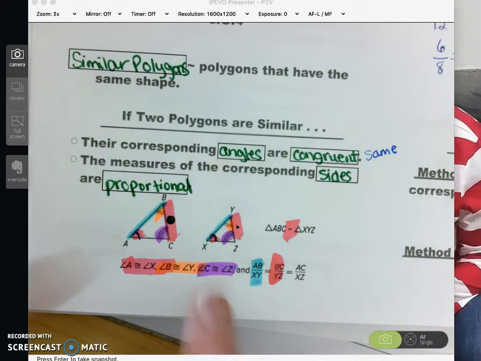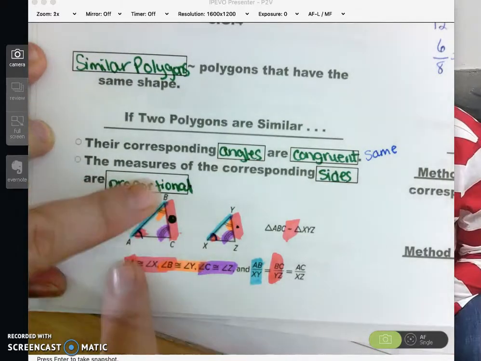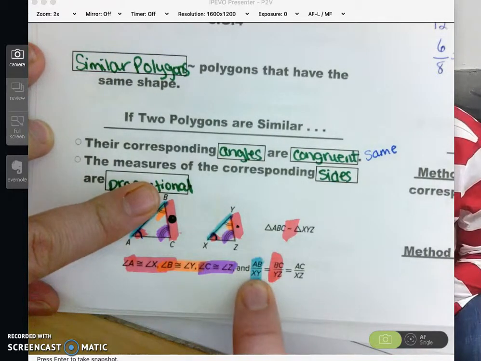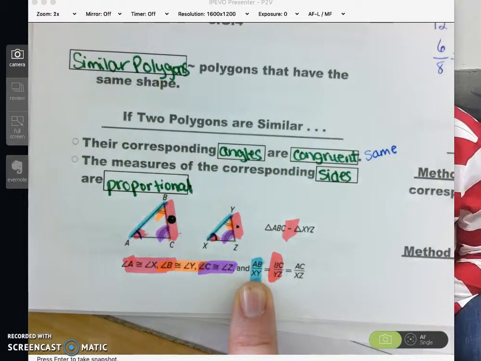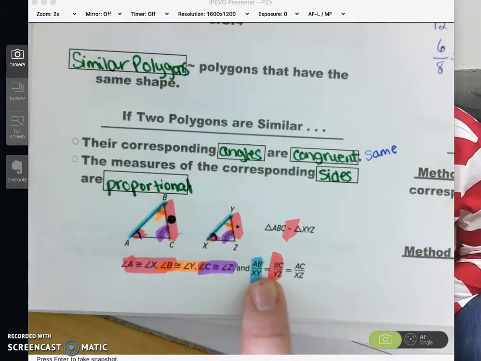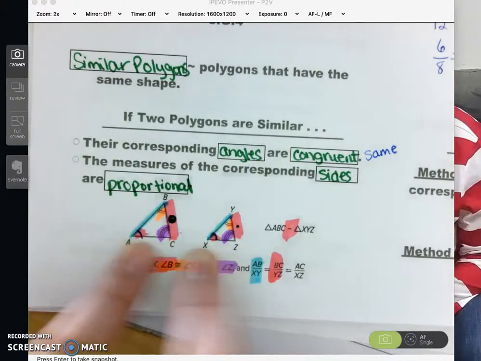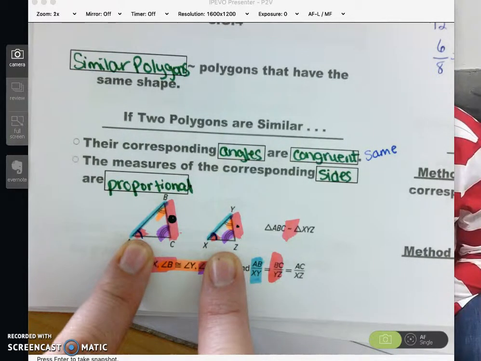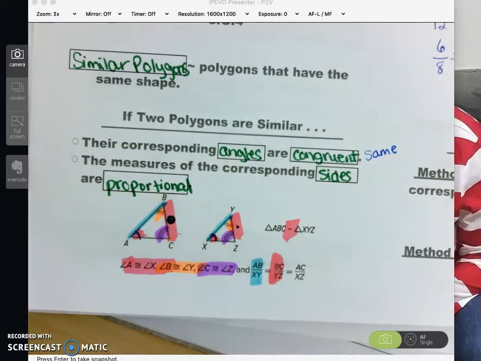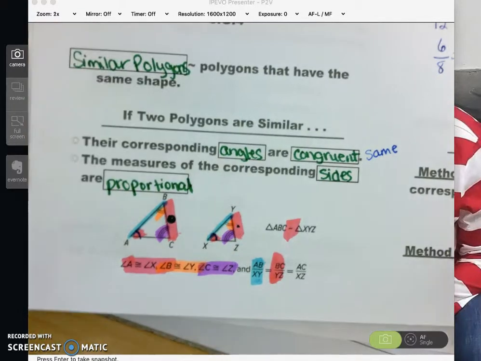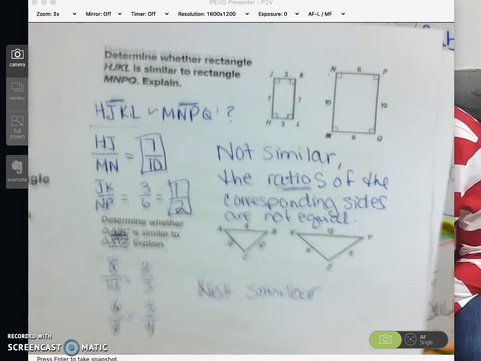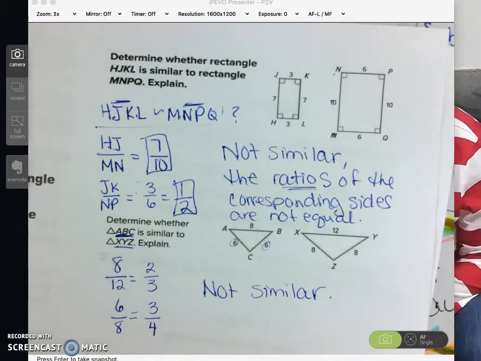And then the ratio of side lengths AB and XY is equal to the ratio of the other two. So the pink, and then the one I didn't write, AC and XZ. Okay, then to find out if they are proportional, or similar, you need to find the ratio of the two sides.